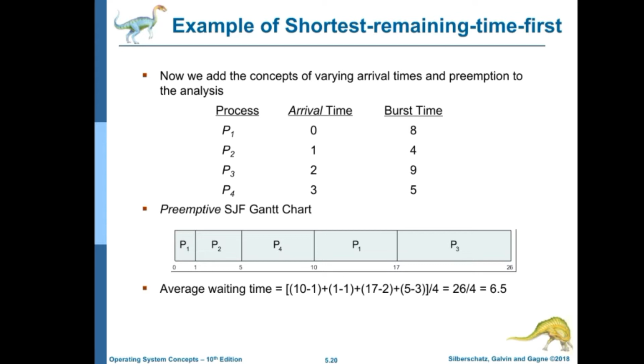So the average waiting time is equal to 10 minus 1 mao siya sa P1, then 1 minus 1 mao sa P2, 17 minus 2 sa P3, and sa P4 is 5 minus 3. So divide by 4 processes is equal to 6.5.